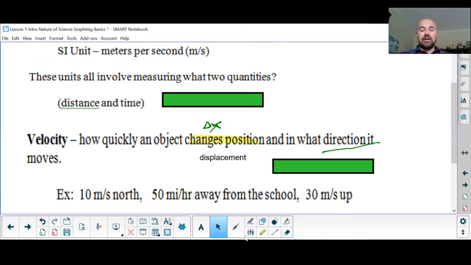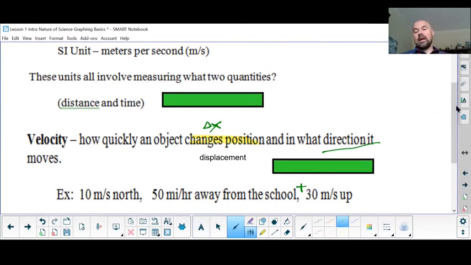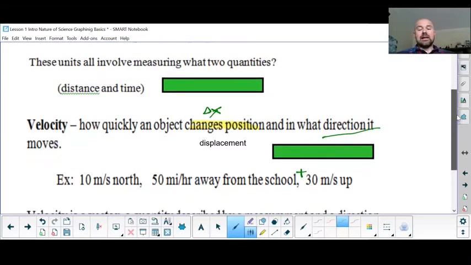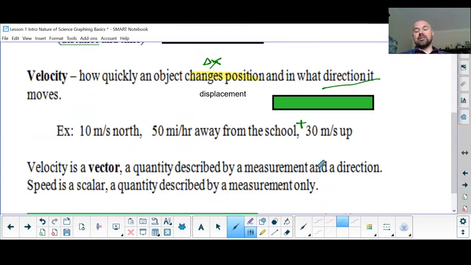It also could be, if you're saying up, you could say positive 30 meters per second. So it doesn't have to be a formal direction or a word for it. It can be positive or negative, and that indicates an idea in our problem. Okay, so again, velocity is a vector. It's described by a measurement, a unit, and a direction.